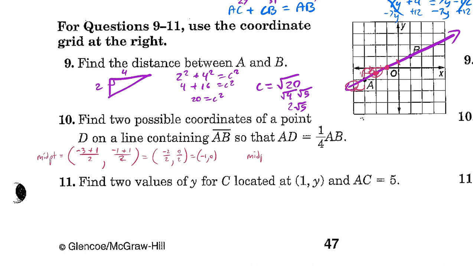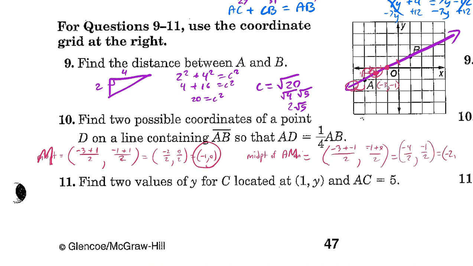So the new midpoint of A, and let's call this point M, the midpoint. So midpoint of AM. All right, so that's just the average of the midpoint and point A, which is -3, -1. All right, so we add up the x's. So -3 plus -1 over 2. We add up the y's, so that's -1 plus 0 over 2. And so we get -4 over 2, comma, -1 over 2. Or in other words, -2, comma, -1/2. Perfect.